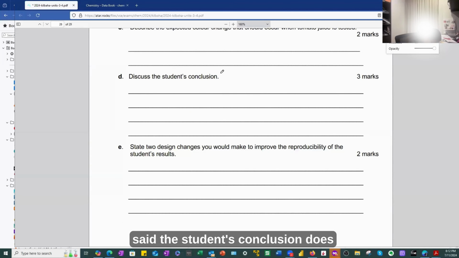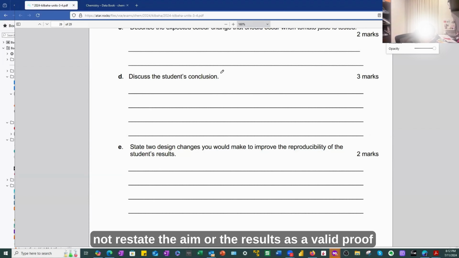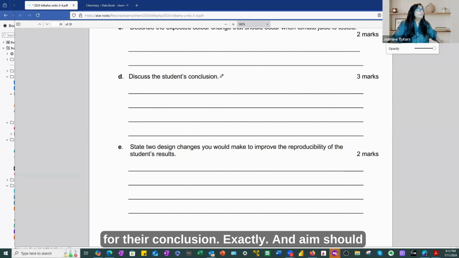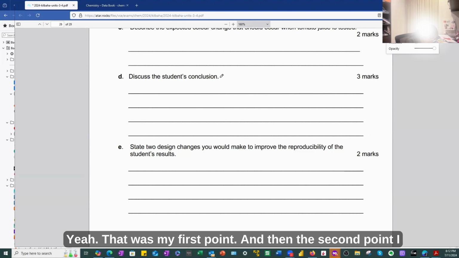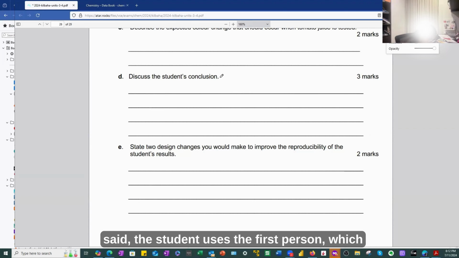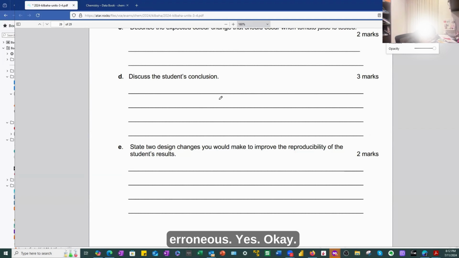I said the student's conclusion does not restate the aim or the results as valid proof for their conclusion. Exactly. Good job. The aim should have been included as well as supporting evidence. Yeah, that was my first point. And the second point, I said the student uses the first person, "my", which is not scientific convention and also erroneous. Yes. Okay.